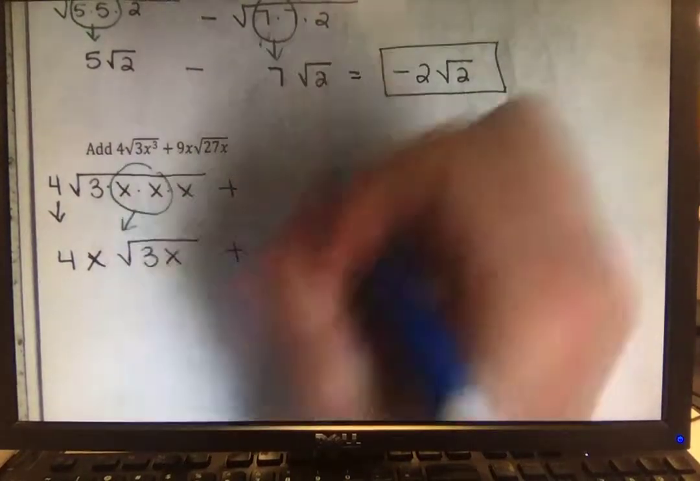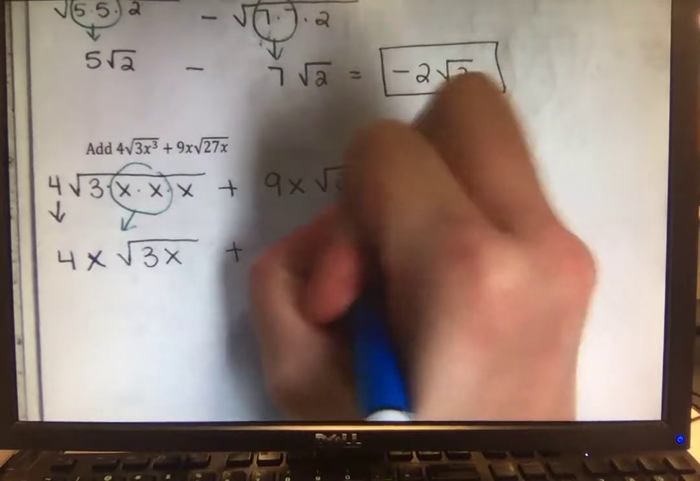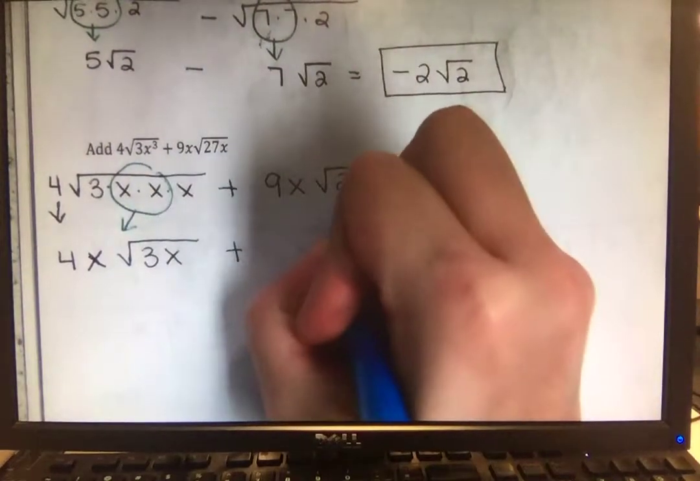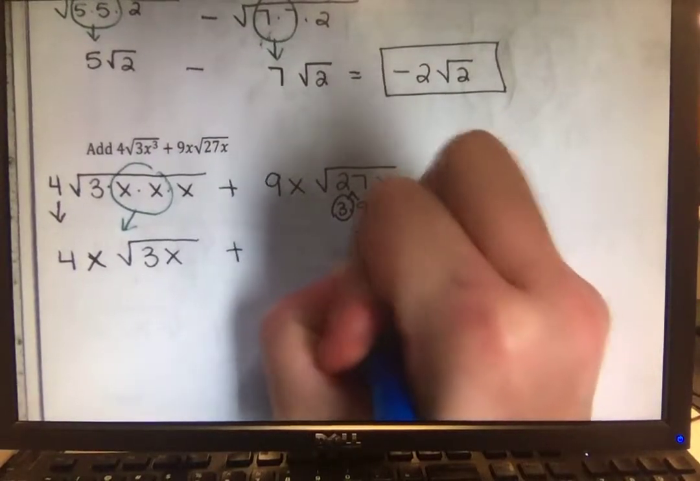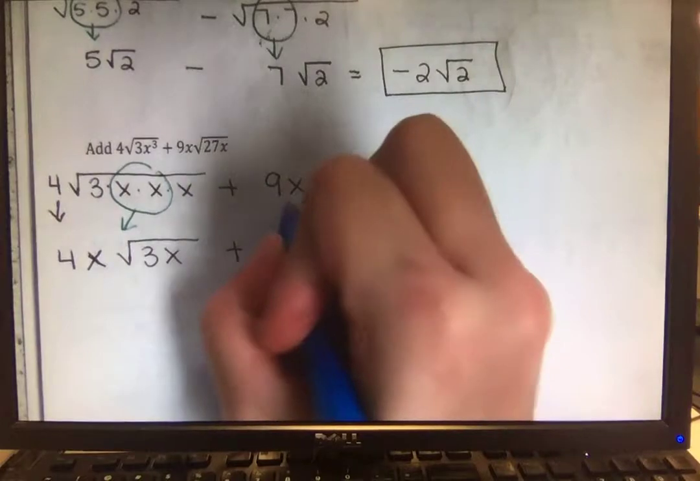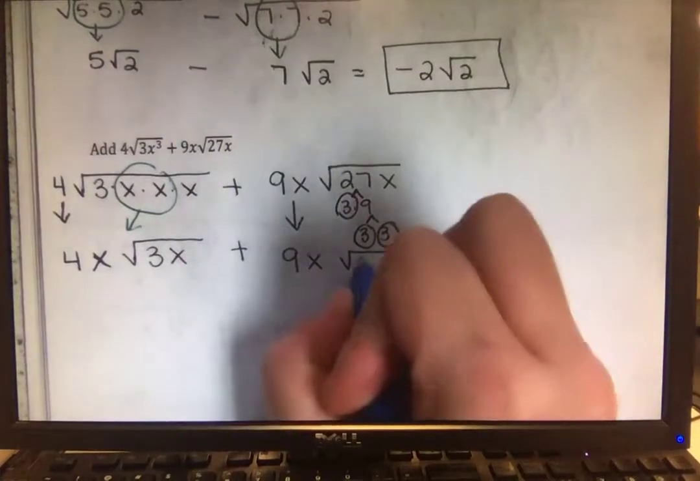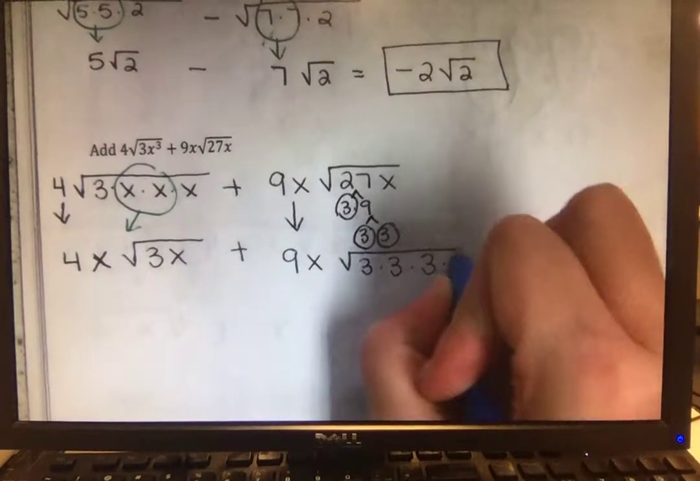Plus, same thing, 9x is out front. We have to break down the square root of 27x. Breaking down 27, 3 times 9. 3 is done, 9 is 3 times 3. So that 9x is staying out front. Underneath the radical, we have 3 times 3 times 3 times x.